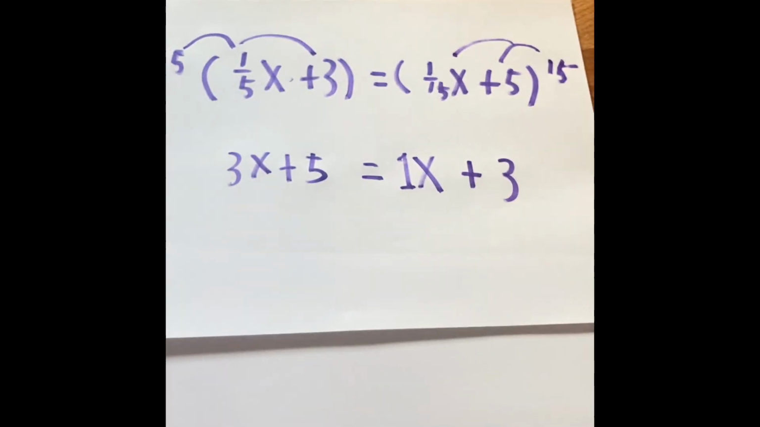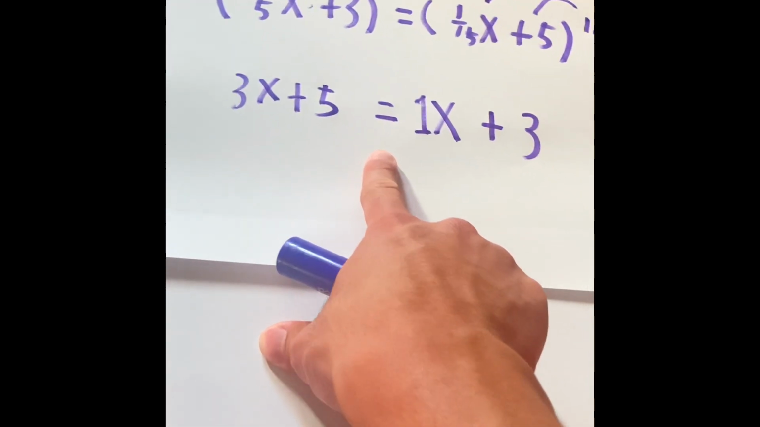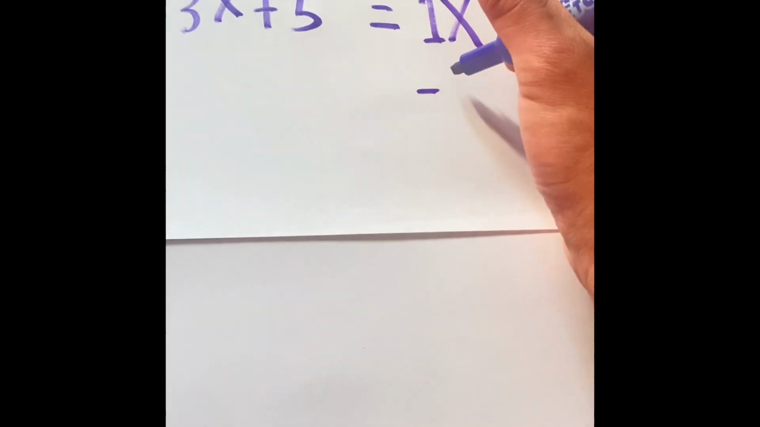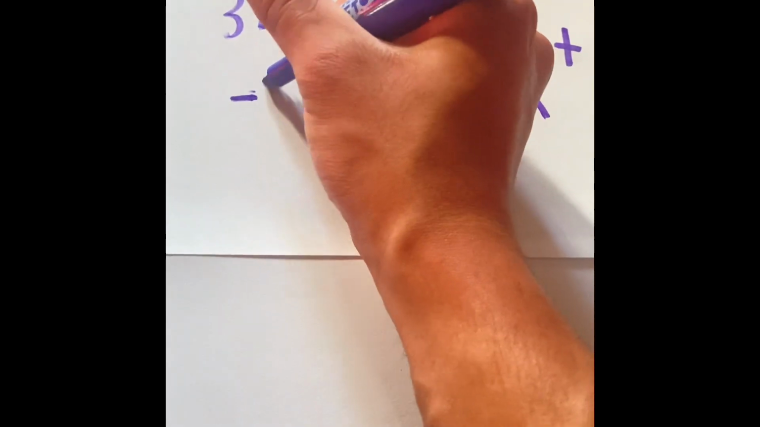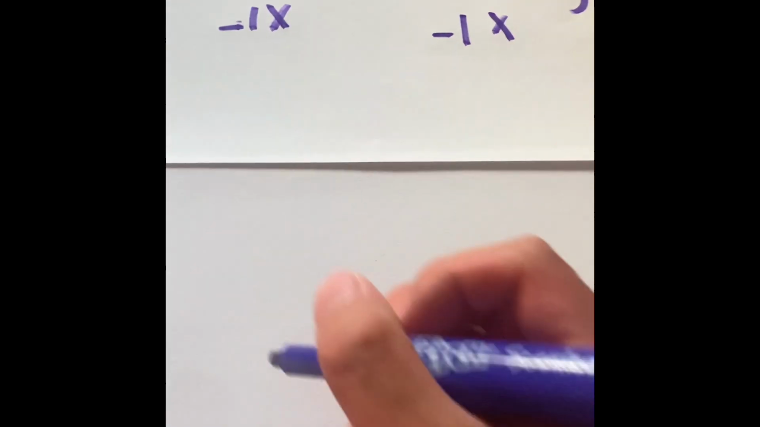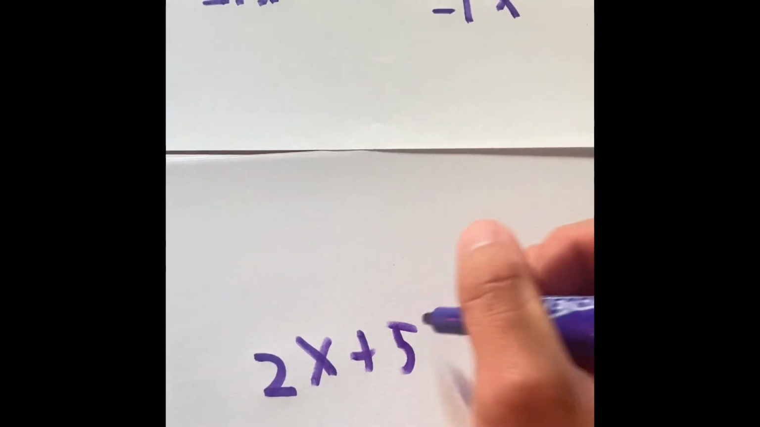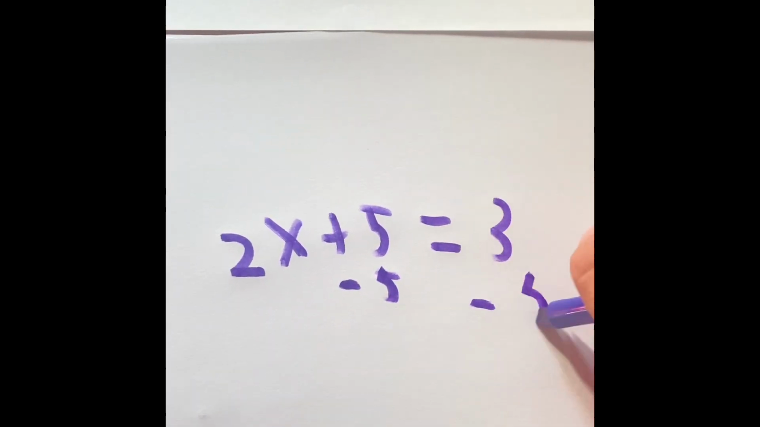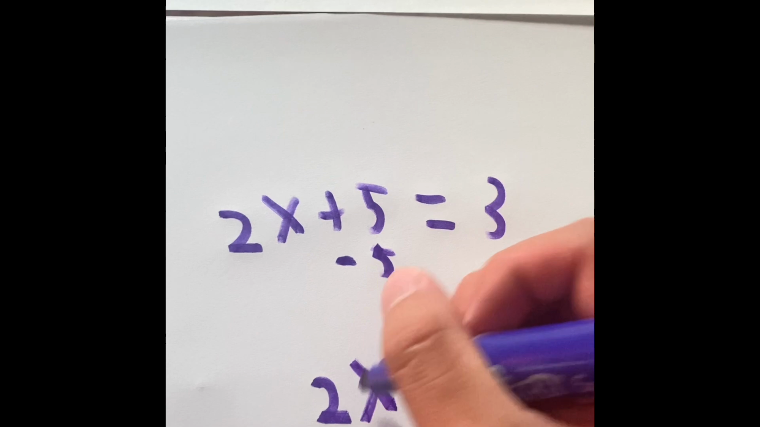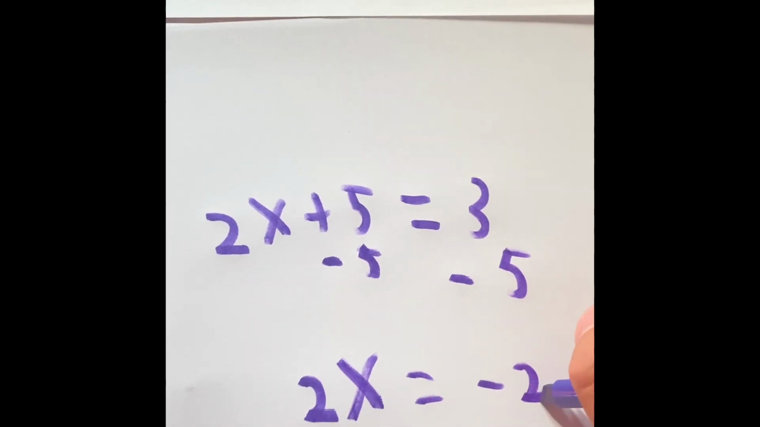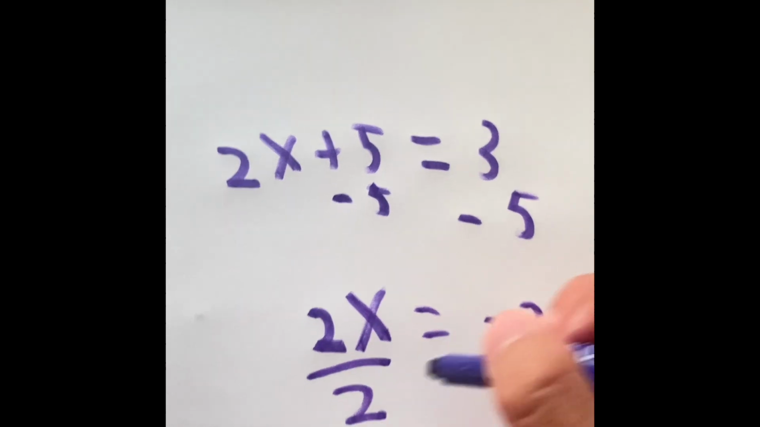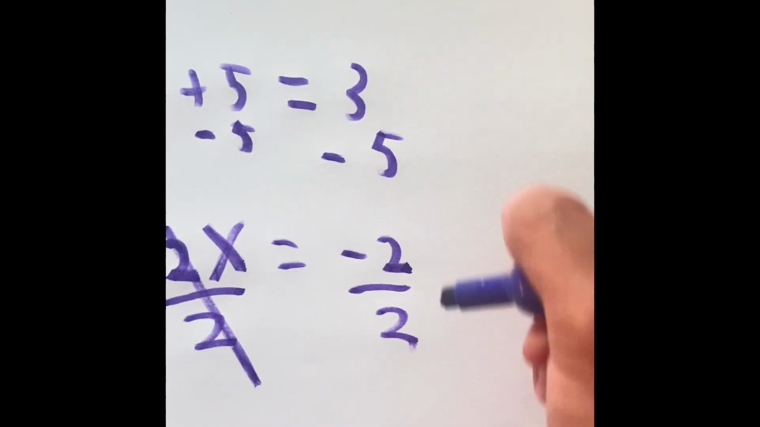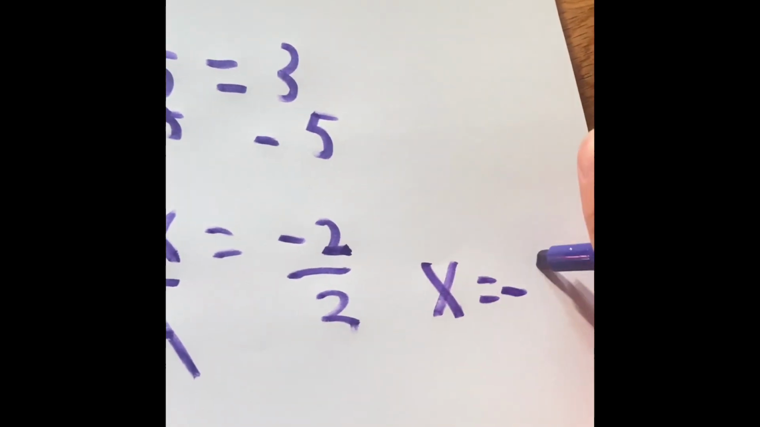So let's start simplifying, because now we have a different expression that we can simplify easier. We can subtract 1x from this side, subtract 1x from that side, and we have 2x plus 5 is going to equal 3. Subtract 5 from each side, and we get 2x is going to equal negative 2. Divide 2x by 2 to get x alone because they cancel out, and we get as an answer, x is going to equal negative 1.